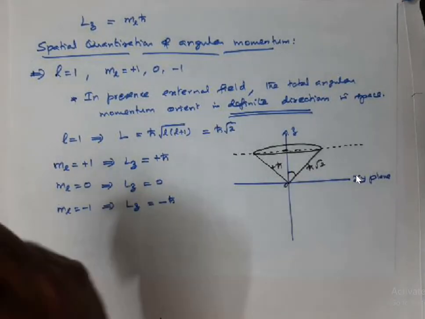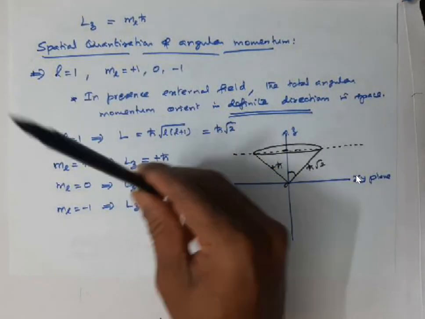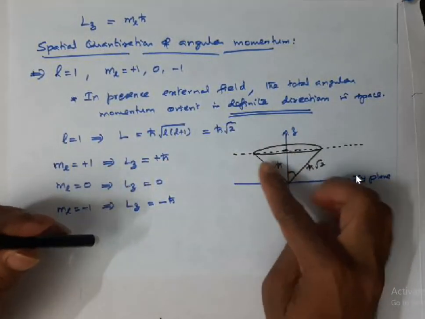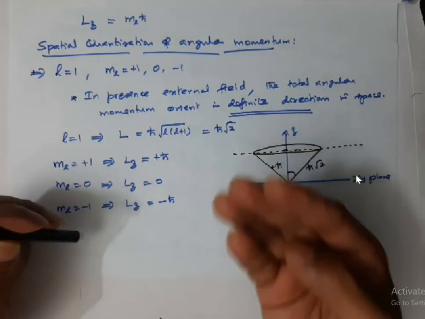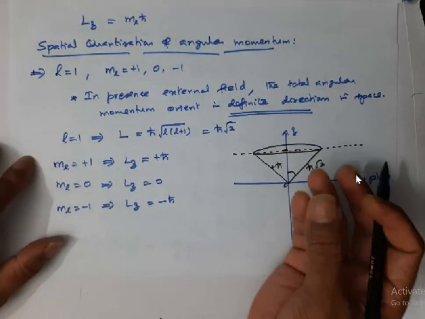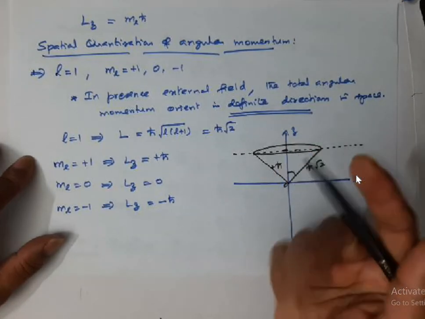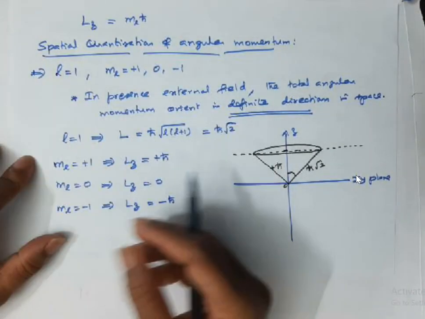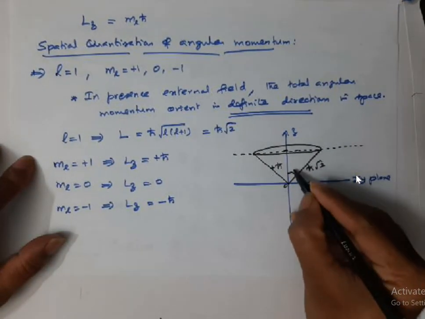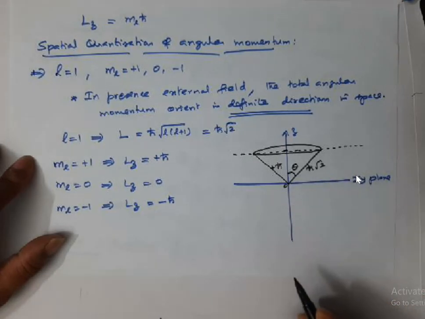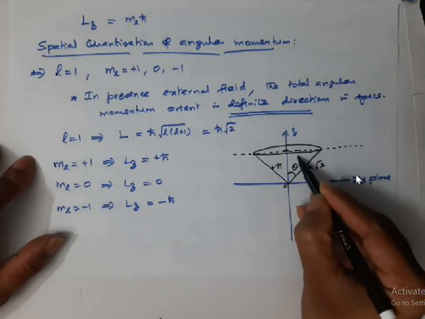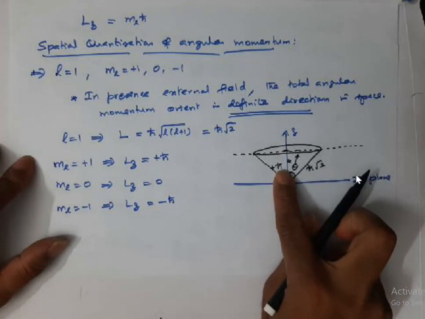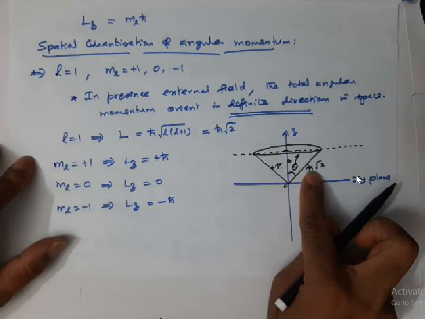So it is actually precessing. In the classical picture, we can say that this total angular momentum precesses on this cone. You can imagine it like that. So this is one orientation of the total angular momentum in space. It will appear like an upward cone. And what is this angle? Let me take this angle as theta. So this is the opposite side, and this is the adjacent, and this is the hypotenuse. So adjacent is h bar, hypotenuse is h bar into root 2.